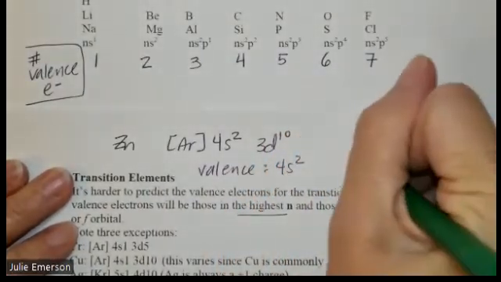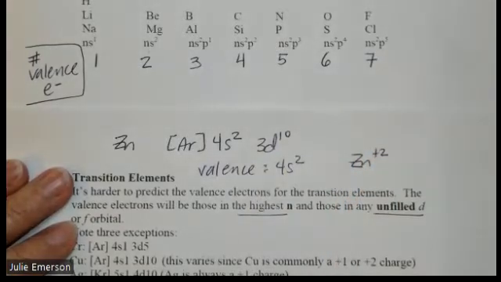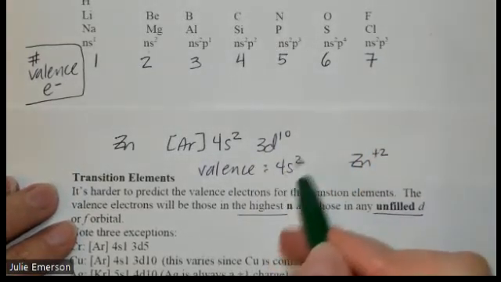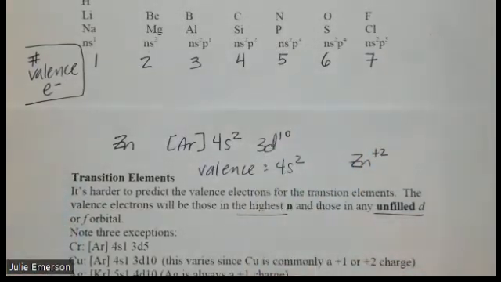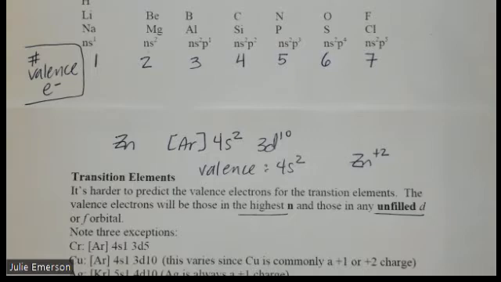And remember what we learned, zinc is always a +2 charge. That's why, because those are the only valence electrons for zinc. Once the d orbitals are full, they're stable and they act like core electrons. But if the d isn't filled, then they're not stable and they act as valence. All right, so that's sort of the peculiar thing with transition metals.